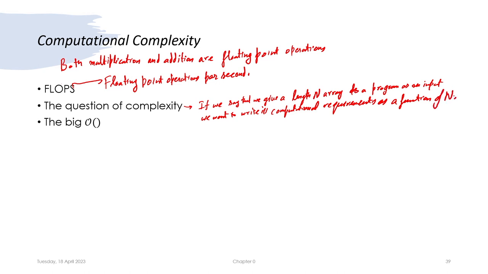So, we want to write its computational requirements as a function of N, and this is where the big O notation comes in handy.